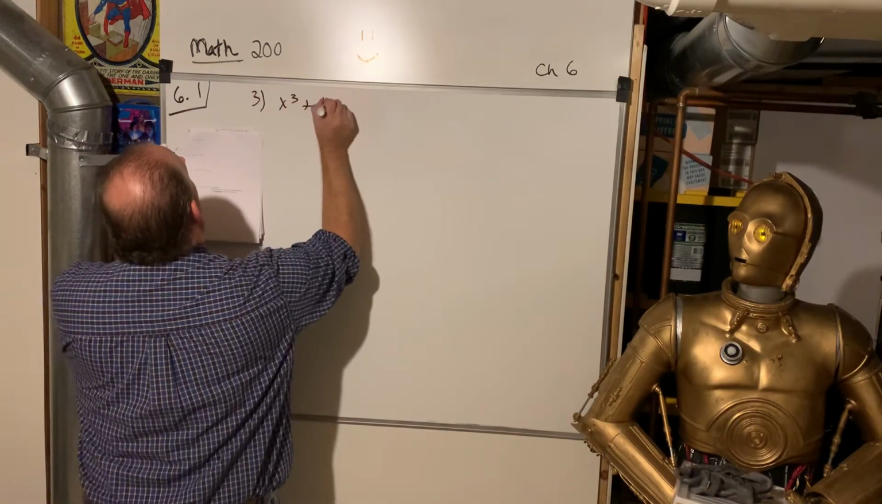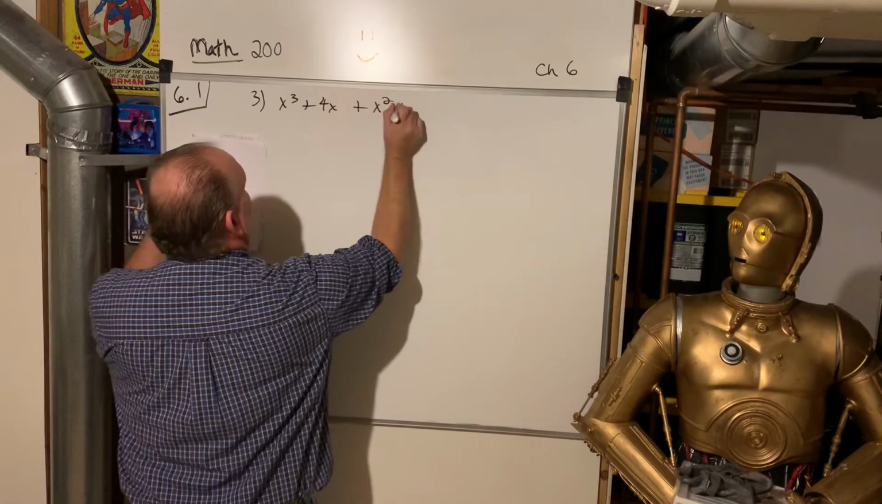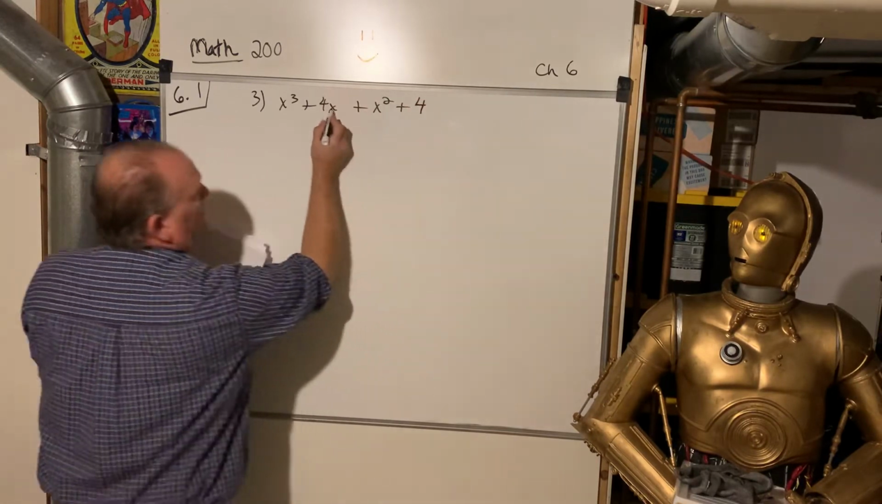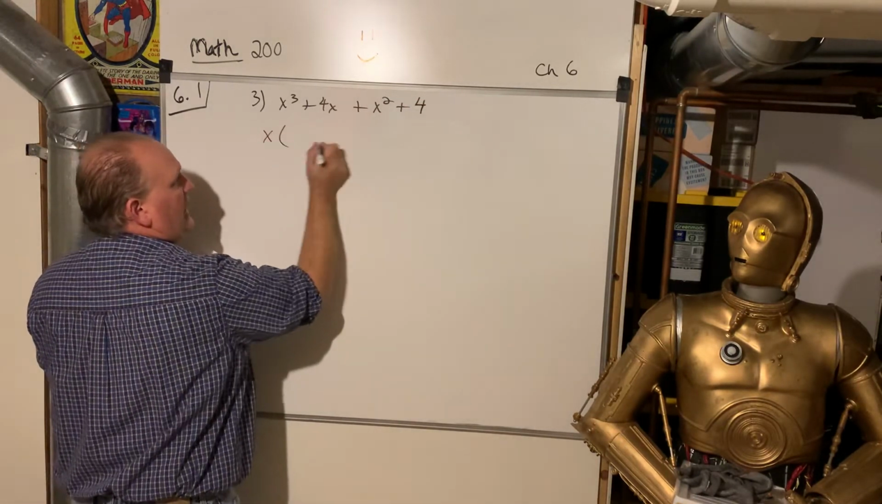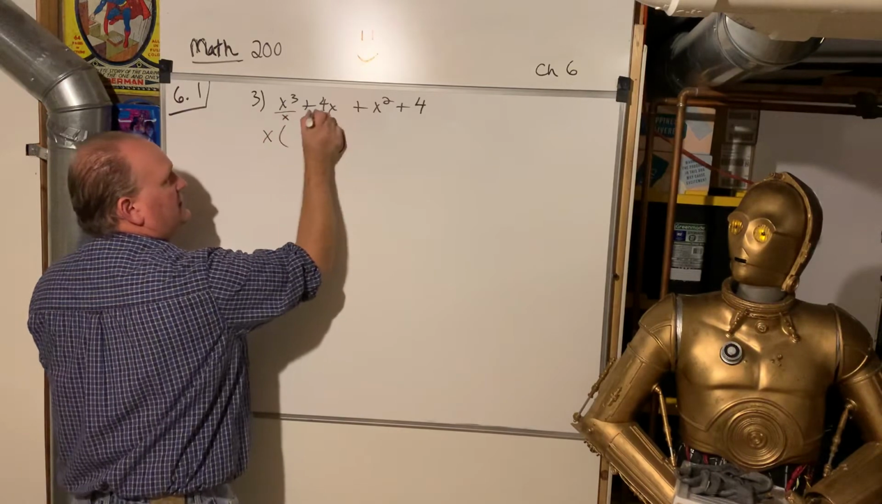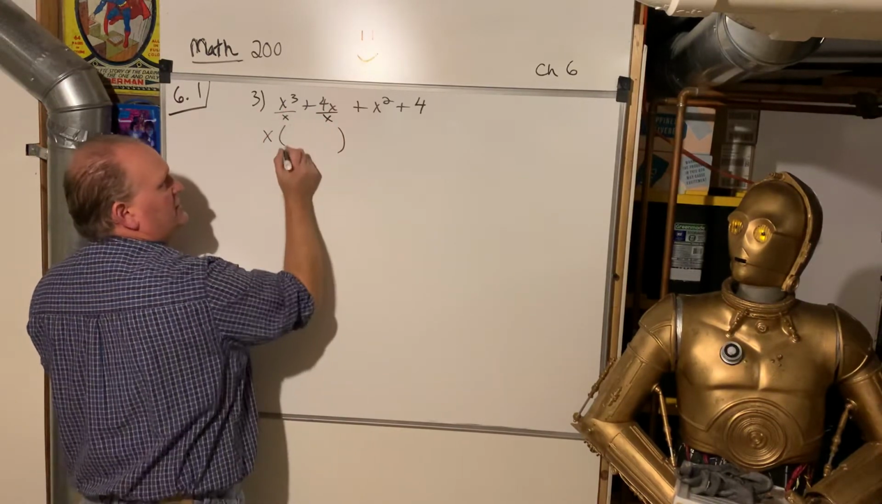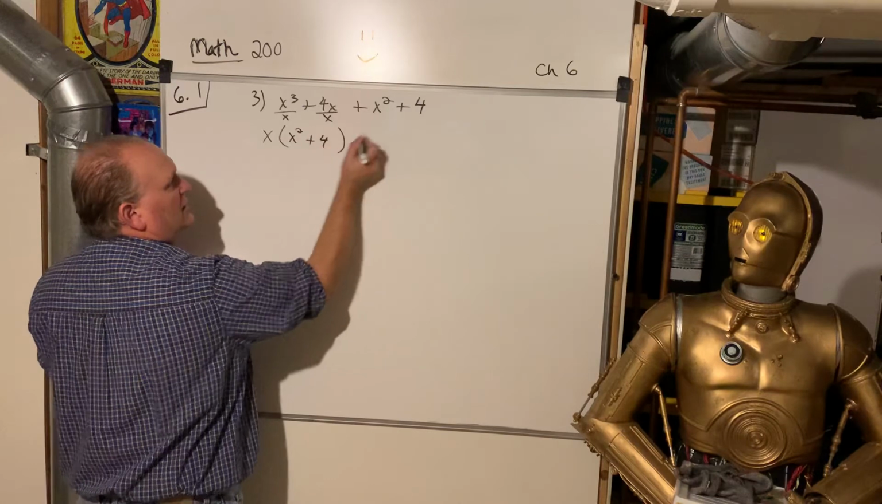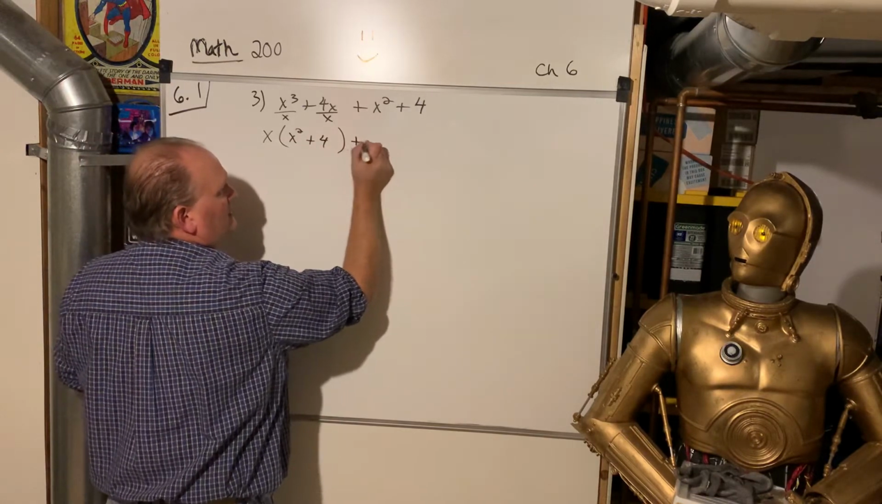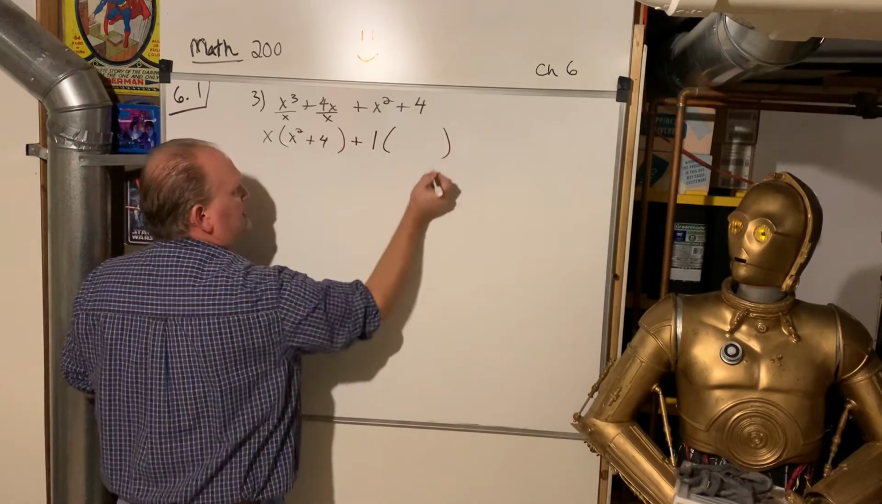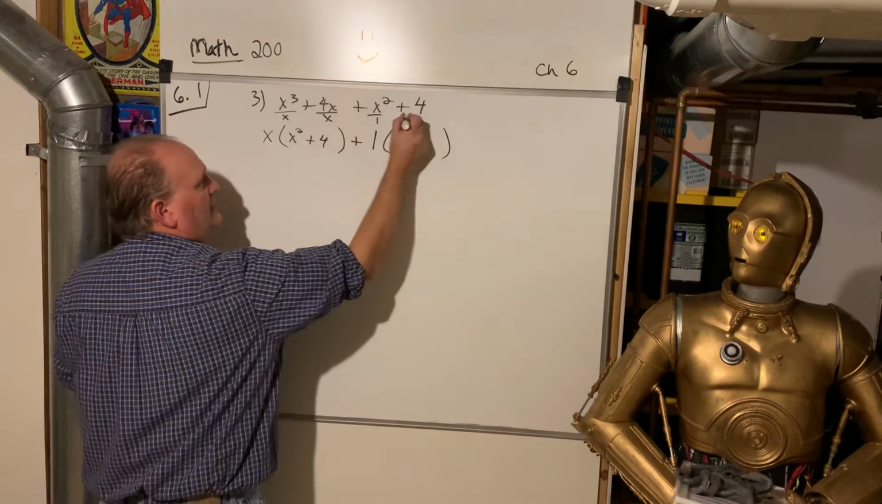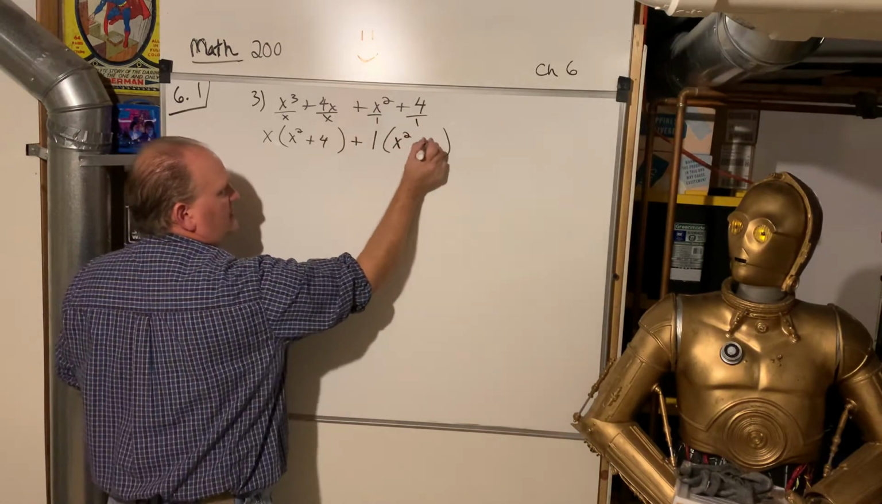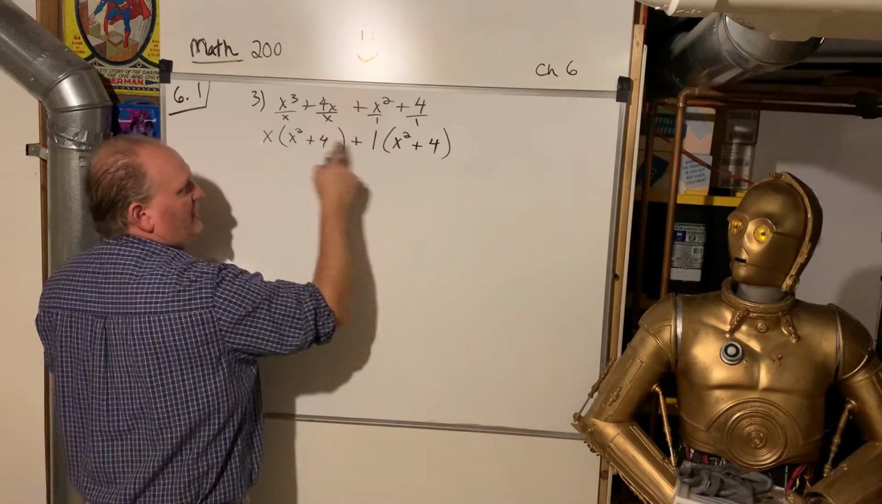x cubed plus 4x plus x squared plus 4. And so look, out of the first 2, we can factor out an x. Whatever I factor out, I put underneath each one and reduce it. x squared plus 4. Those are relatively prime, so the automatic GCF is 1. Divided by 1, divided by 1, x squared plus 4. They both have an x squared plus 4.